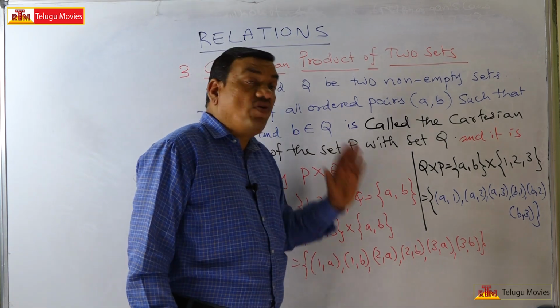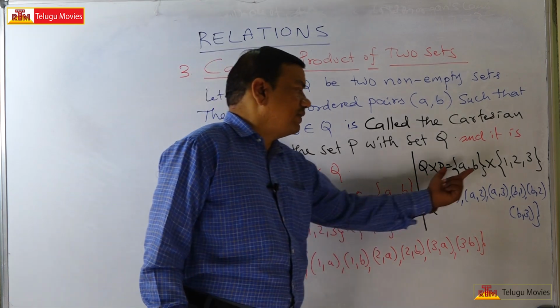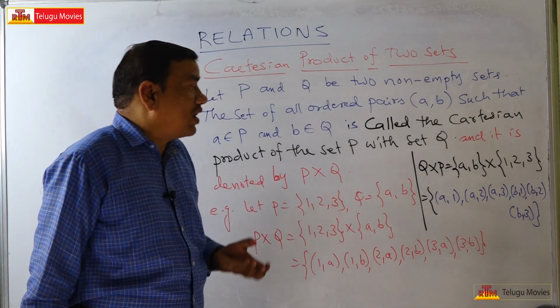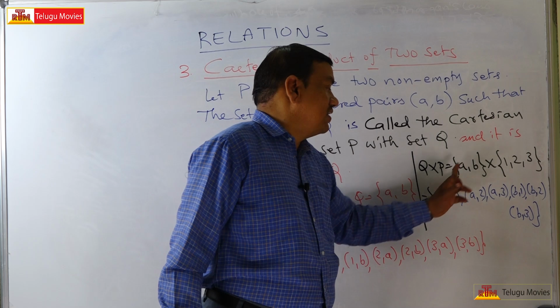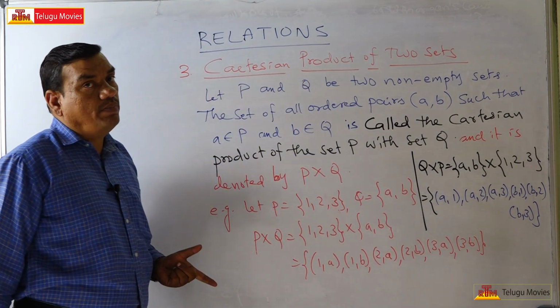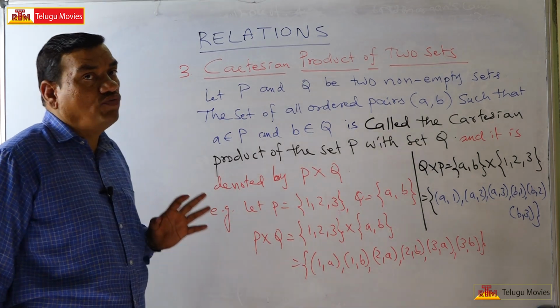Similarly, if you want to find Q cross P, what are the elements belonging to Q? a, b. What are the elements belonging to P? 1, 2, 3. So what is their Cartesian product? (a, 1), (a, 2), (a, 3), (b, 1), (b, 2), (b, 3). So this is the Cartesian product of two sets.